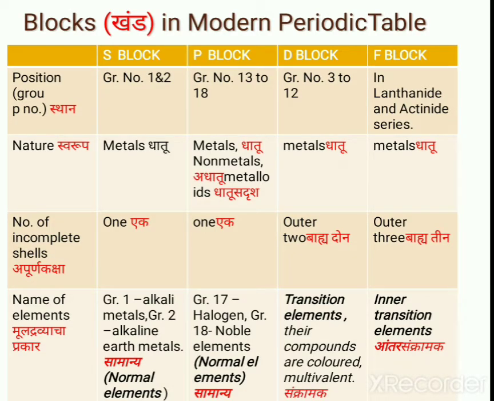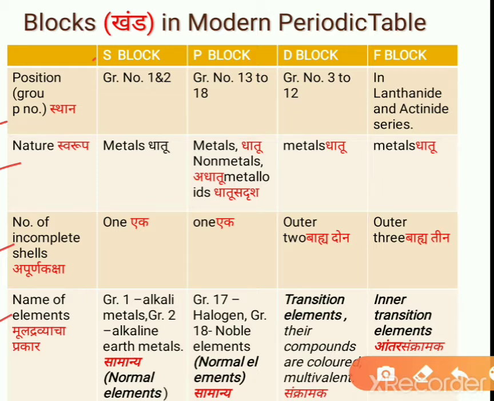Now these 4 blocks we are going to study in detail. Blocks in the modern periodic table: position, that is group number, then nature, number of incomplete shells and name of elements. First we study S block elements.